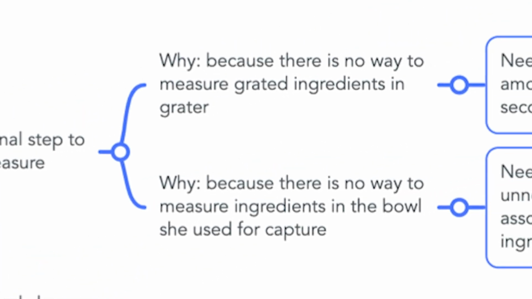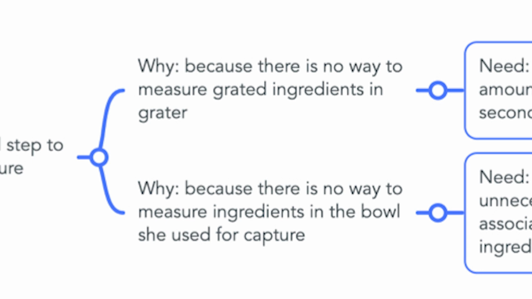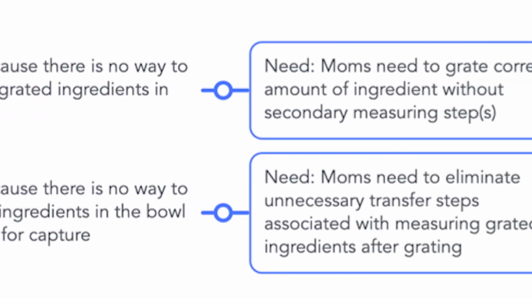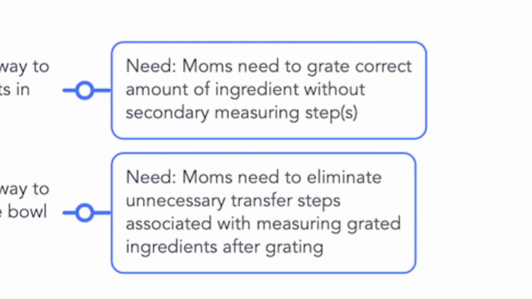And why is that happening? Well, because there's no good way to measure grated ingredients in the grater, and because there's no way to measure ingredients in the bowl that she used for capturing those ingredients. So a couple of needs hang off the back of that simple step that we saw happen, of scooping the carrot into a separate jug. And those needs are, Mum's need to grate the correct amount of ingredient without secondary measuring steps. Wouldn't that be nice? And Mum's need to eliminate unnecessary transfer steps associated with measuring grated materials after grating.